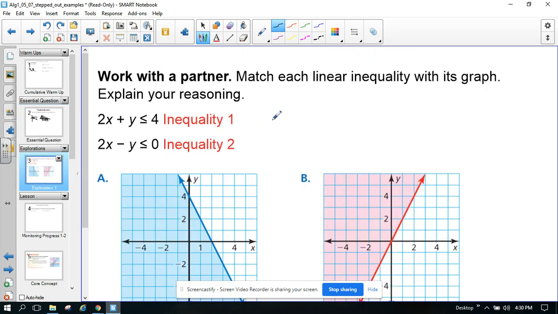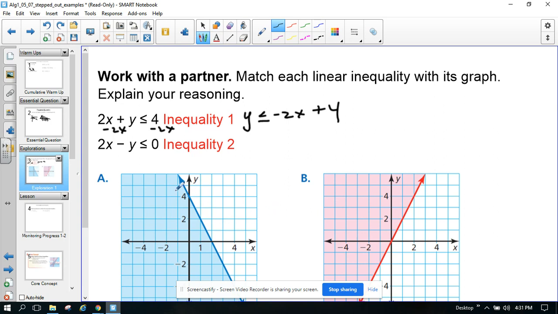So if we were in class, you would be with a partner, matching each linear inequality with its graph and explaining your reasoning. So first off, which line belongs to which one? I'm going to put this in slope intercept because I think that you're probably still most easily able to graph when you put it in slope intercept. So if I take this first equation and I subtract 2x from both sides, I end up with y is greater than or equal to negative 2x plus 4.